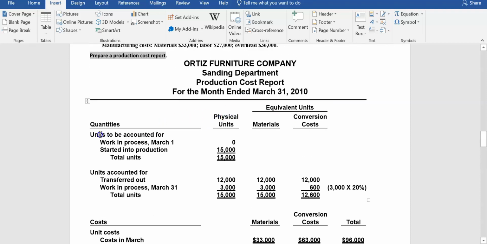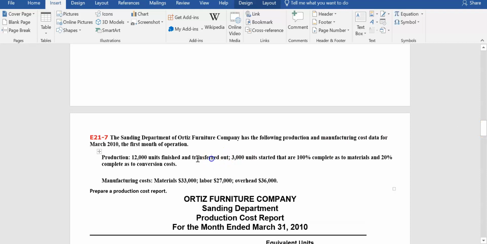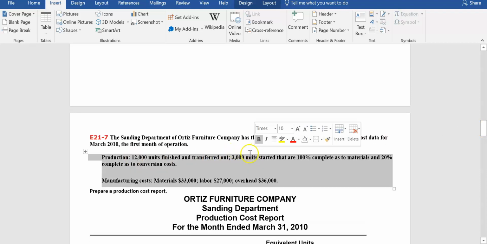Taking a look here, the first step in a production cost report is to trace the physical flow of units. So here we are going to start with figuring out what units we need to account for. Remember, this is a brand new company, so they had 0 units in process at the beginning of the period. During the month, they started 15,000 units into production.